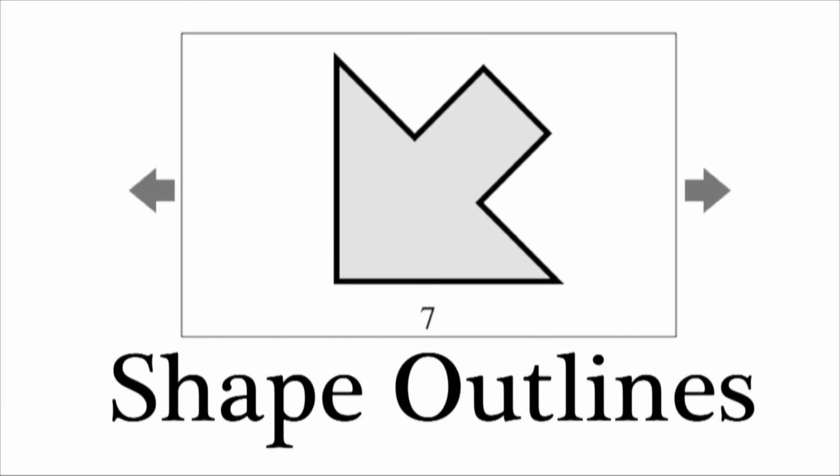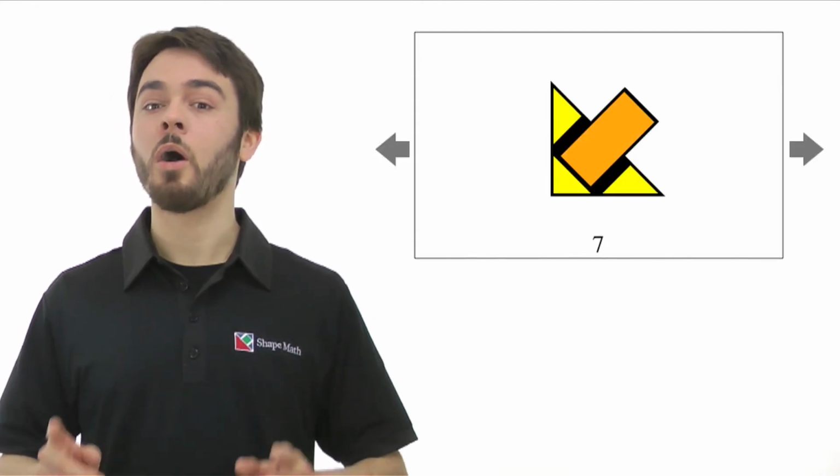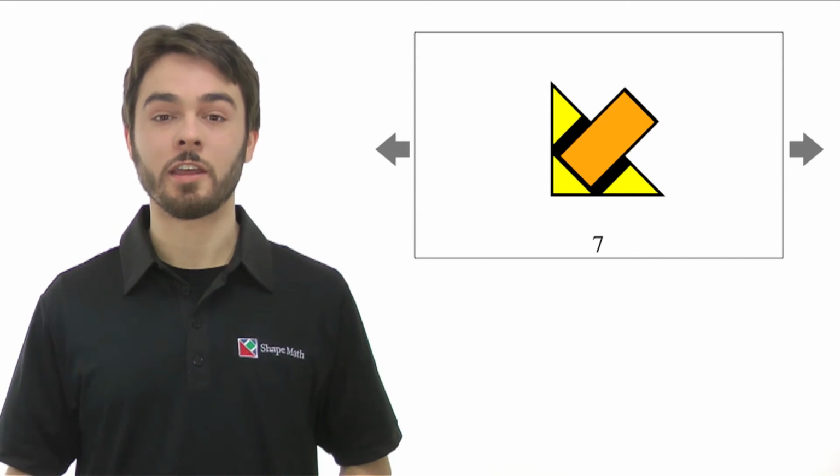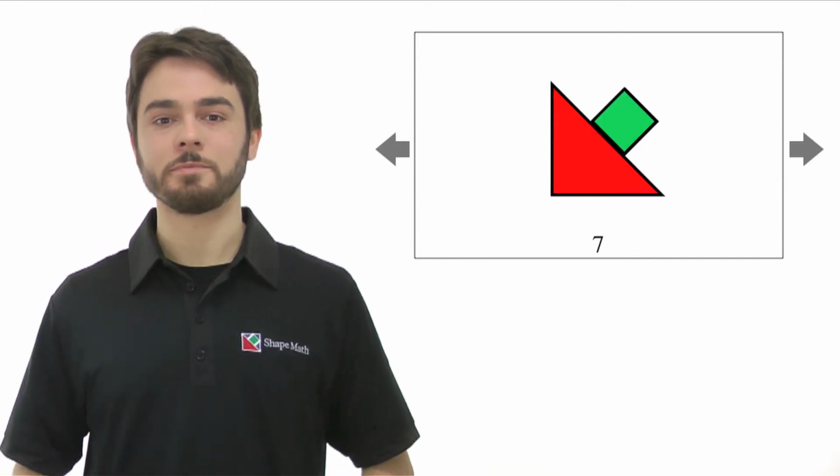outside shape, which brings us to our next set of principles, the shape math outlines. It is the outline of a shape that determines what the answer to a problem is. You can make the same shape many different ways. You can make a 7 out of a 3 and a 4, or you can make a 7 out of a 5 and a 2.